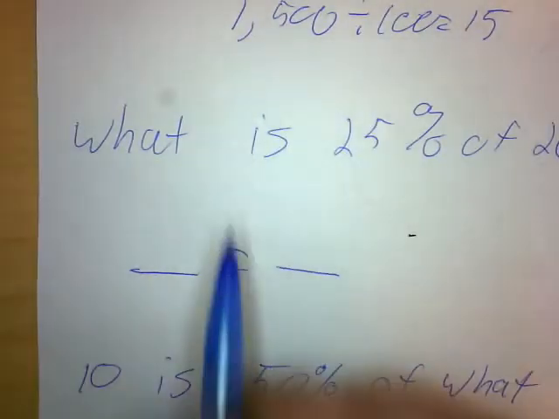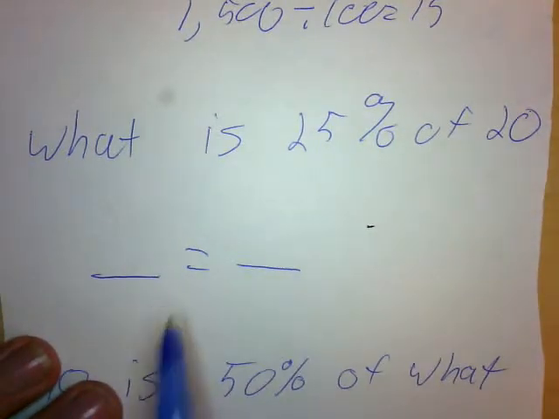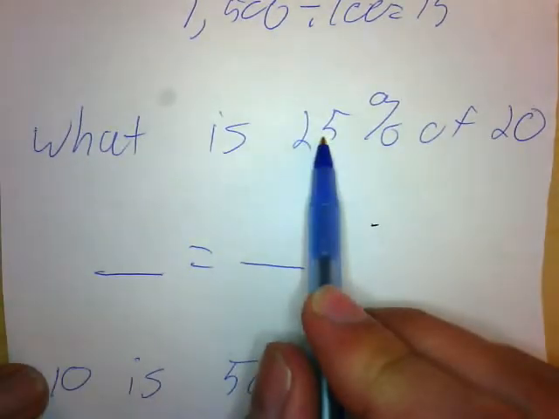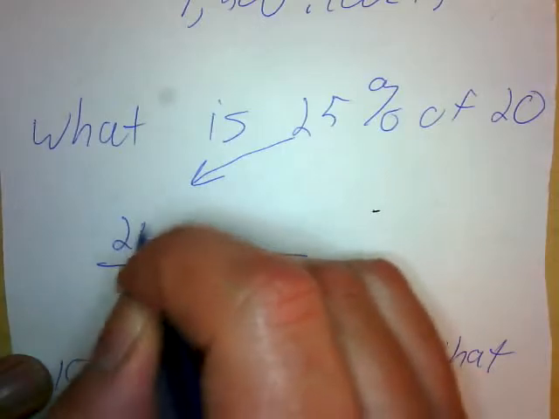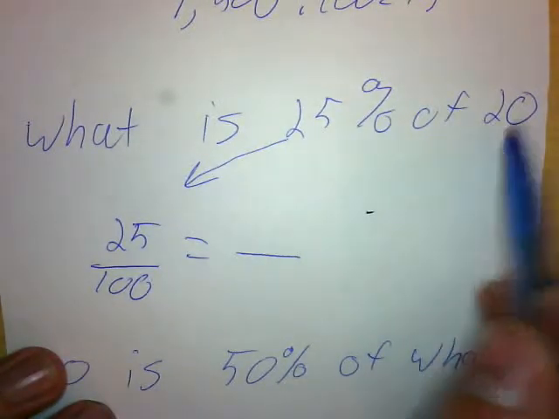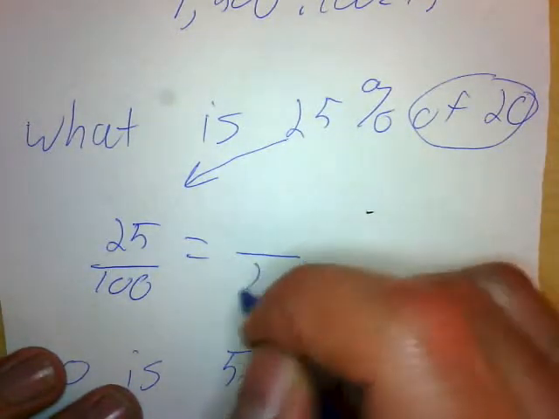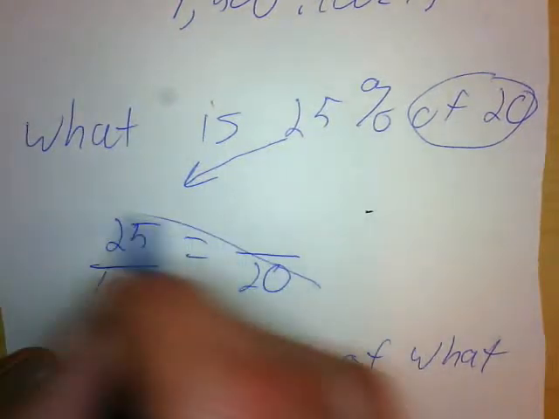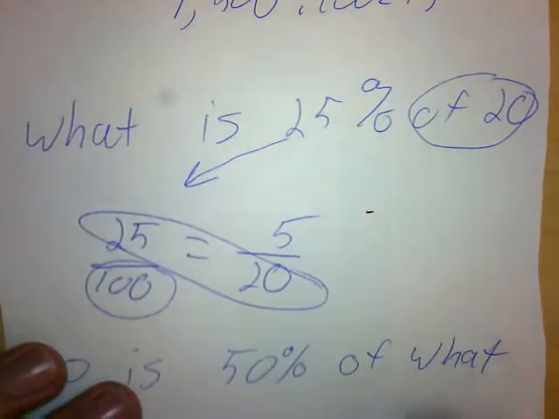All right, next one. What is 25% of 20? Try and do this one on your own. Press pause and come back. All right. 25% of 20. Percent is always written over 100. And of 20. Well, of goes on the bottom, is over of. So we put 20 down here. Cross multiply, divide. Do that on your own, and you should come up with 5.